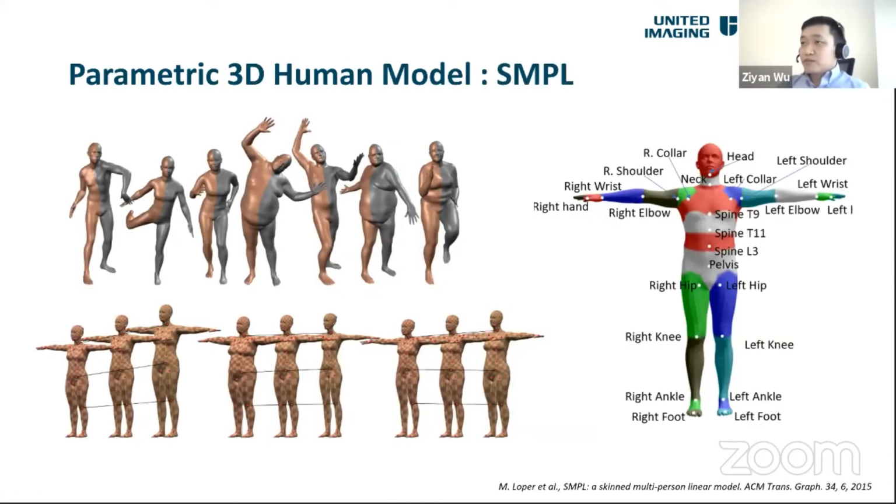And now I'm gonna talk about a little more details on the 3D patient model recovery algorithm we developed. This algorithm is based on an assumption of a parametric 3D human model, which is a skinned multi-person linear model. So with this model, we can effectively model humans of different shape and 3D pose.